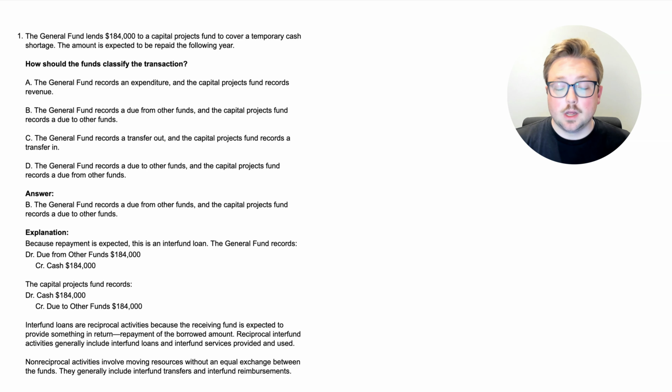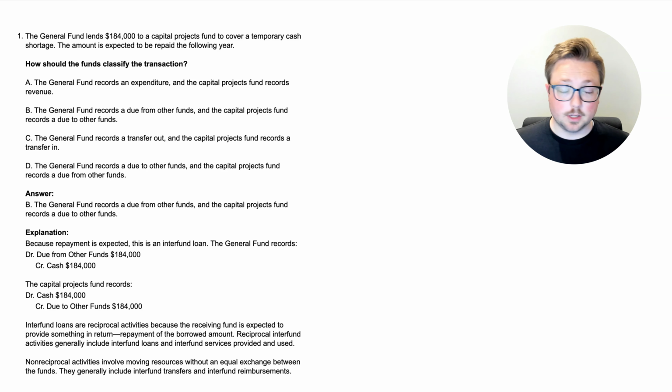Interfund loans are reciprocal activities, and that's a word you might hear or see throughout the exam, or maybe even in your review course. They are reciprocal because the receiving fund is expected to provide something in return, and in this case, it's repayment of the borrowed amount. Reciprocal interfund activities generally include interfund loans and interfund services provided and used.